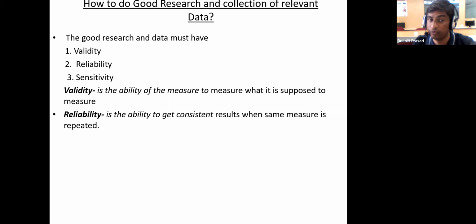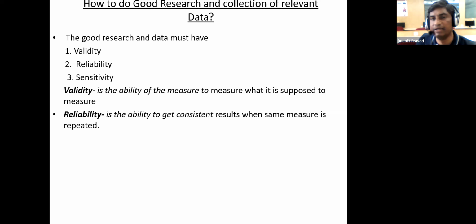One is valid, it should be valid and reliable. Both valid but not reliable, there is a problem. Reliable but not valid, then also there is a problem. It should be both valid and reliable. So the first, it is the validity, means it is the ability to measure what it is supposed to measure. Second, reliability. It is the ability to get the consistent result when the same measure is repeated.